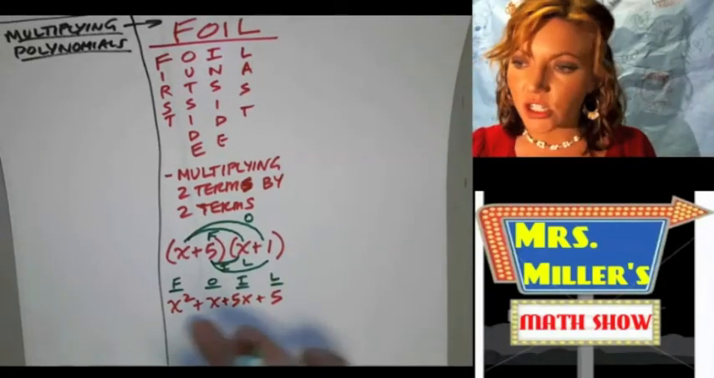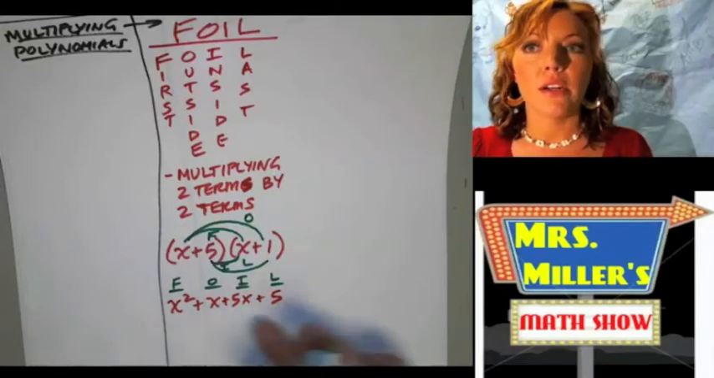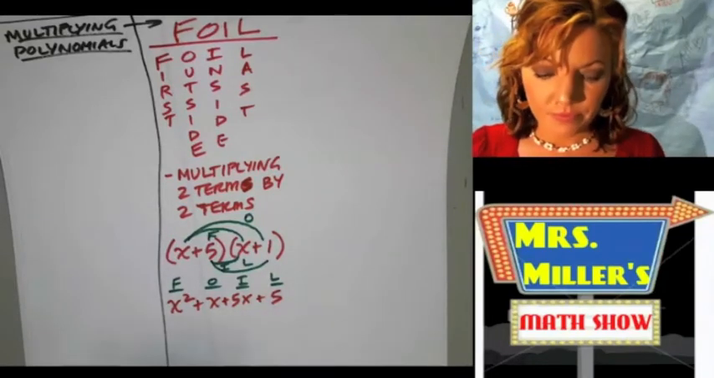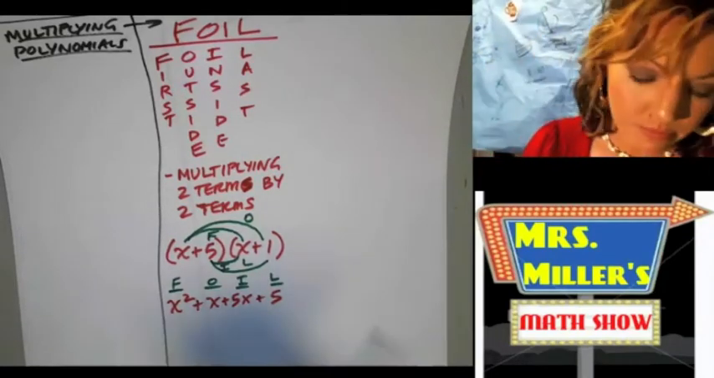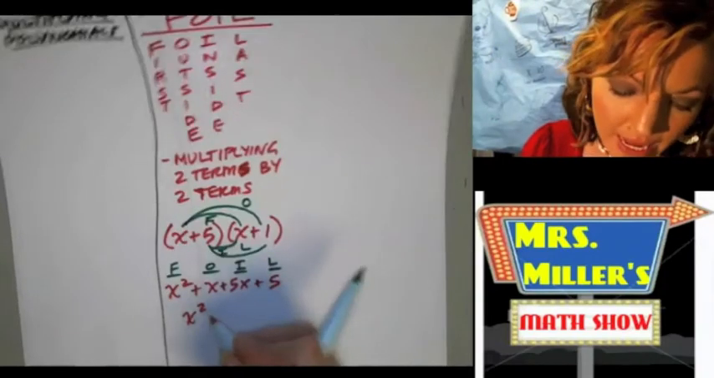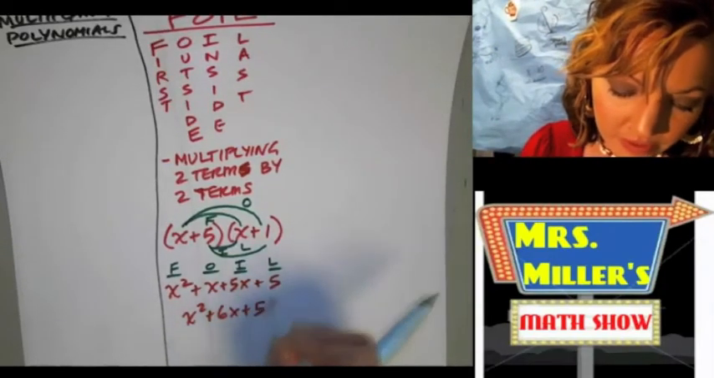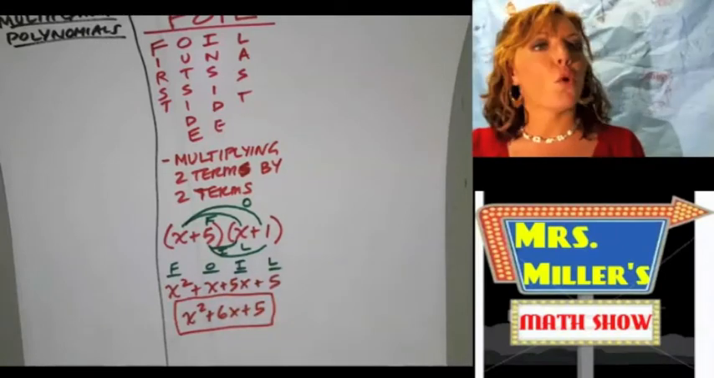So are there any like terms within this expression down here? Alyssa. 5x and x. Good. Add up to what? 6x. All right, everybody give it up for Alyssa. Yay. And that is FOIL.